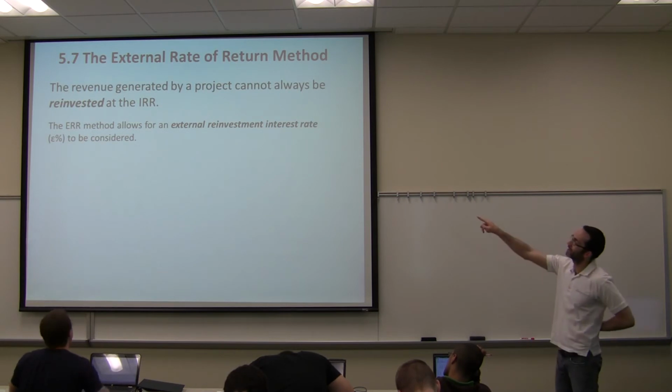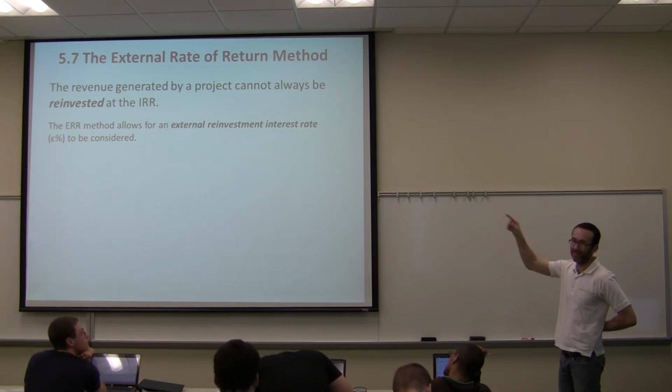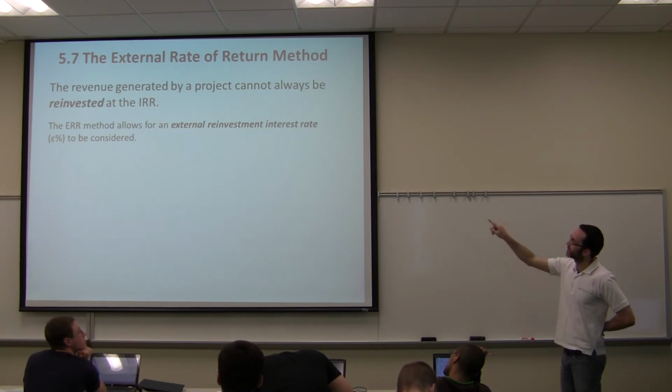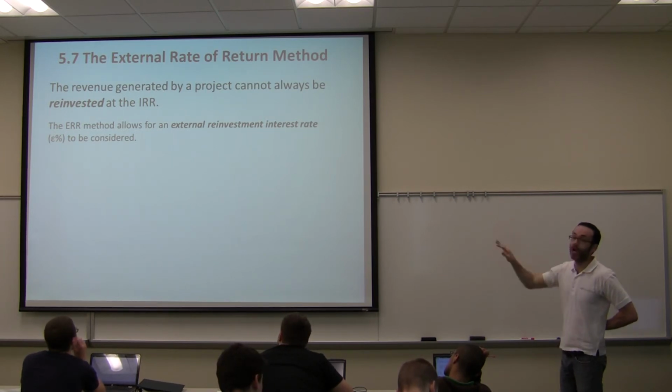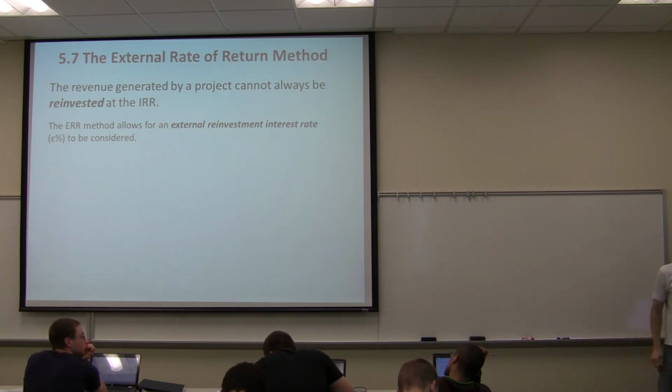Now look what it's not saying. It's not saying external rate of return. And this is why I think it's kind of unfortunate that the words are so similar. External reinvestment interest rate is different from the external rate of return. We haven't yet got to the external rate of return. This is just one of the pieces, the external reinvestment interest rate.